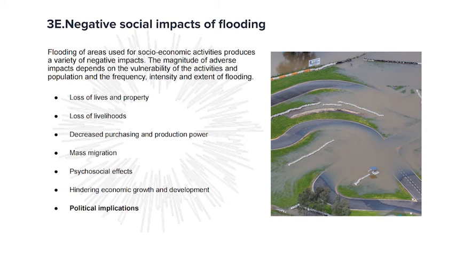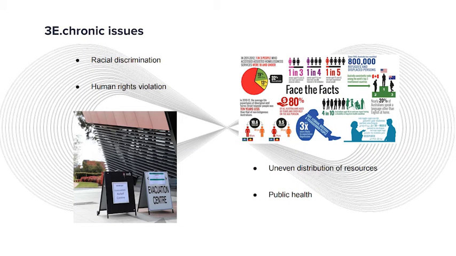So let's move on to the negative social impact of flooding. The main issues that arise in the aftermath of a flood are destruction of homes, loss of property, loss of life, destruction of families, health issues, and policy issues. The policy issues also include human rights issues. Australia is a very ethnically diverse country, and racial discrimination accounts for a very large percentage of persistent human rights issues. So on the next page we move to the chronic issues.